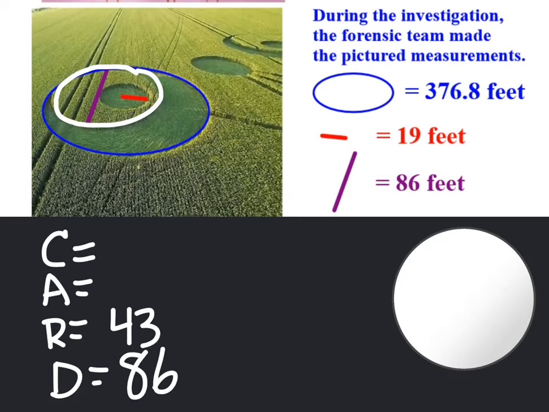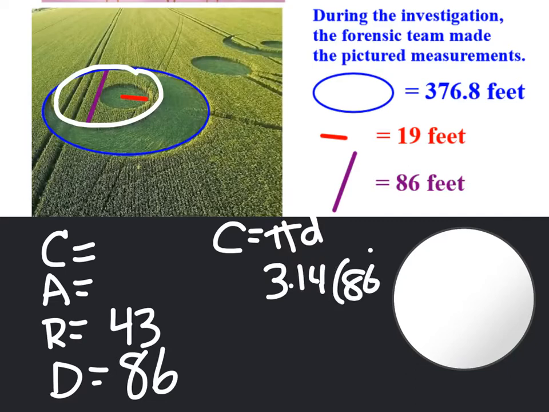Now we want to find the circumference and the area, and this is where we use our formula. So I'm going to start with circumference. Pi times diameter. That's 3.14 times diameter, and I have to go find the diameter, which was the 86. And I'm ready to multiply to find my circumference. And that gives me an answer of 270.04.